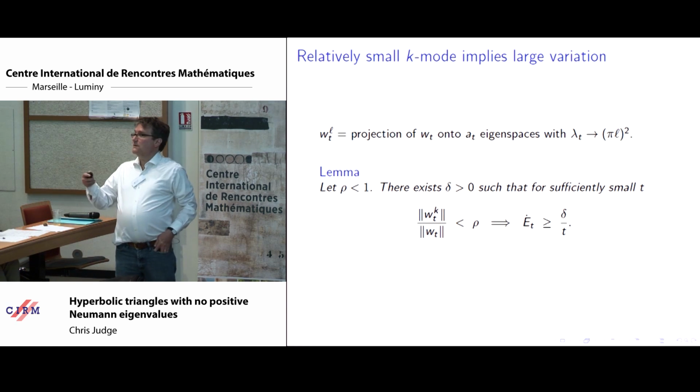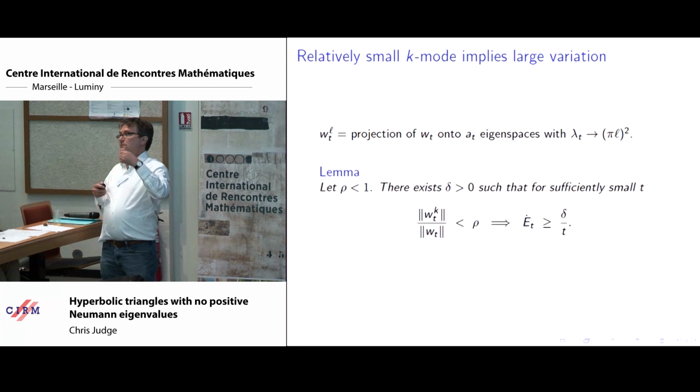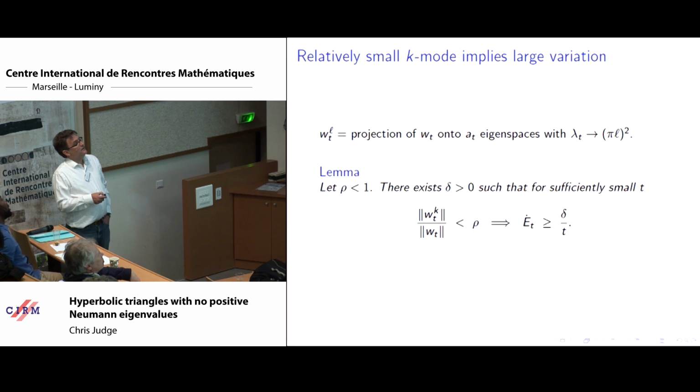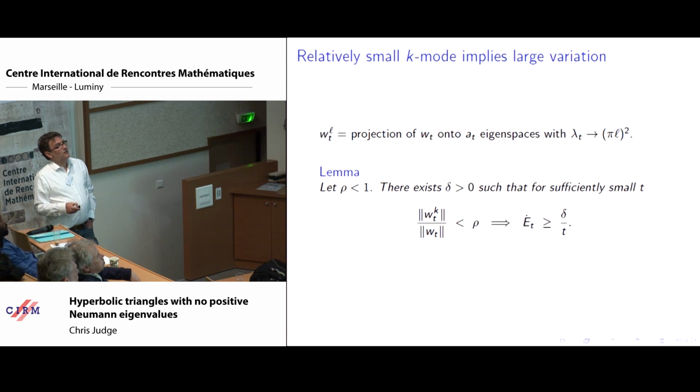So we know it goes to some k pi squared. We really want to show it goes to 0 pi squared. We want to go to 0. And to do that, we have to work a little harder. So again, here WT is going to be our spectral projection. But WTL is we're going to only project onto eigenspaces that go to some pi L squared.